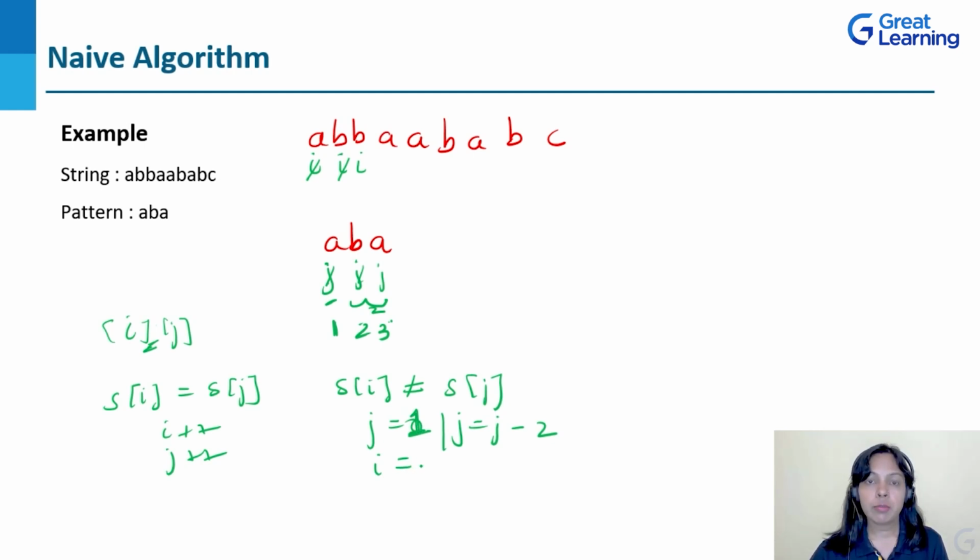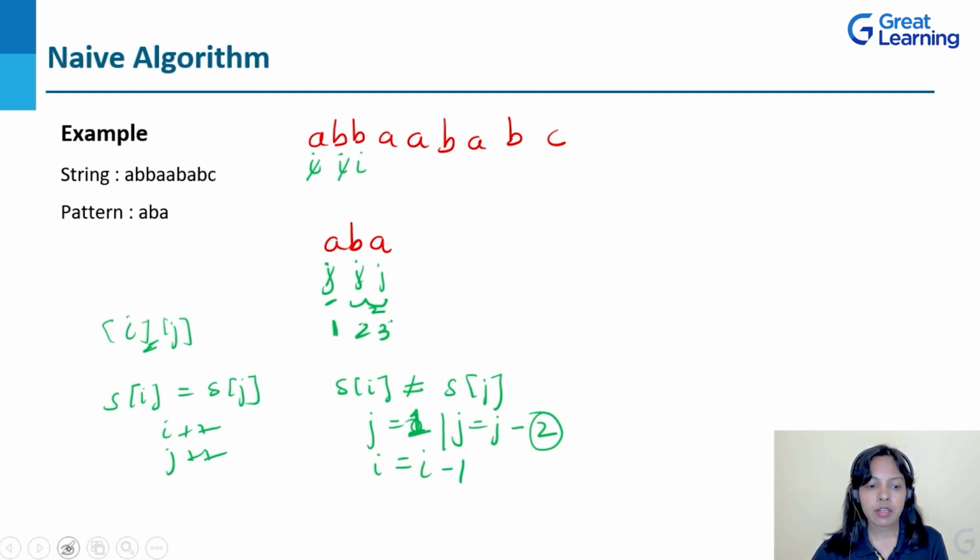And then i will be pointing to 1 less than j. That is, i will be equal to i minus 1. Getting it? So if j was decremented by 2 places, i will be decremented by 1 place. If j would have been decremented by 3 places, i would be decremented by 2 places. Getting it? 1 less than how many j was decremented.